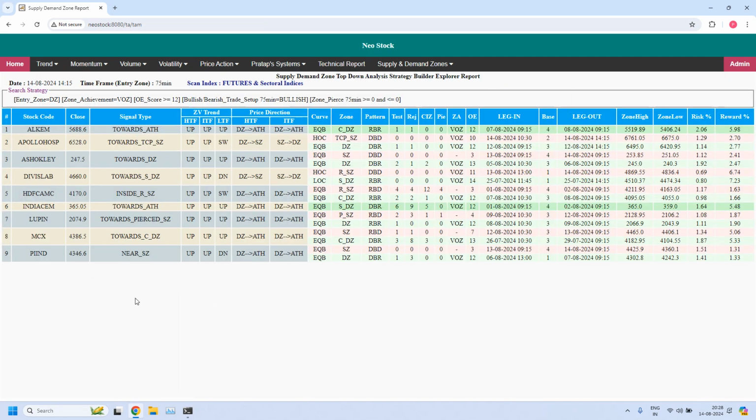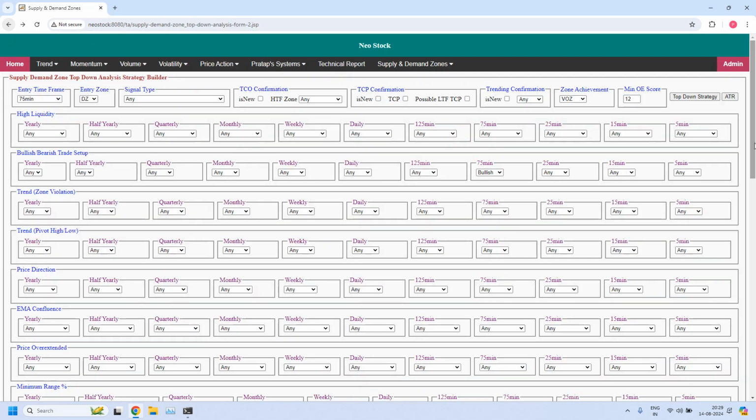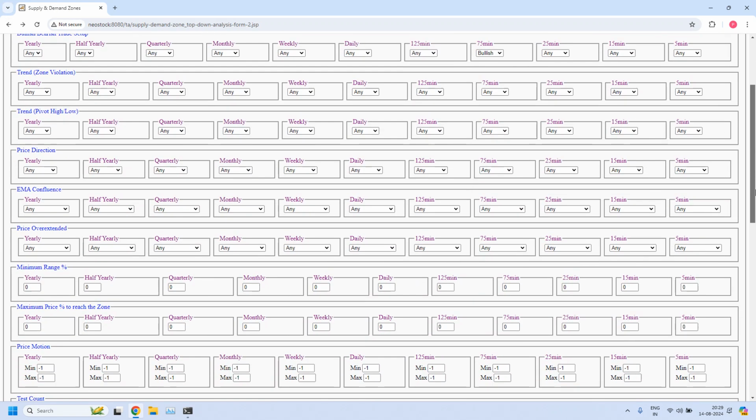Now 9 stocks are filtered. These 9 stocks are supporting bullish trade setup for weekly income trade. Okay, out of these 9, how many of the stocks are having ITF confluence? For 75 minutes, ITF is daily. That means 75 on daily confluence. Let's verify. So demand zone confluence.